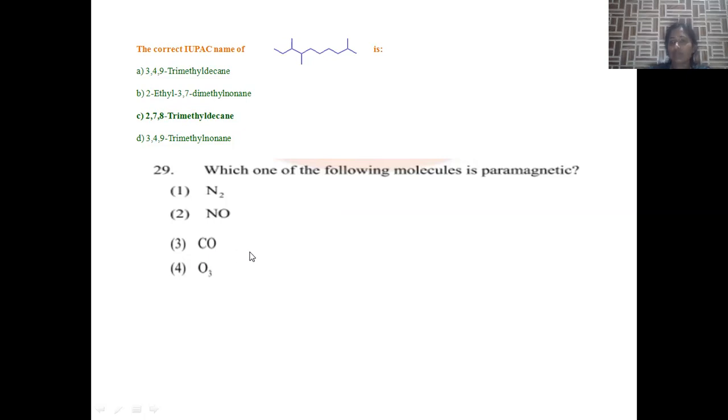When we take CO, that is carbon and oxygen: carbon has atomic number 6, so 6 electrons are there, and oxygen contains 8 electrons. 6 plus 8 is a total of 14 electrons. It is isoelectronic with nitrogen. That's the reason why again it comes under diamagnetic. If we take ozone, again it comes under diamagnetic because all the electrons are resonance stabilized and there are no free electrons in that. Hence the correct answer from these statements will be nitric oxide, that is NO.